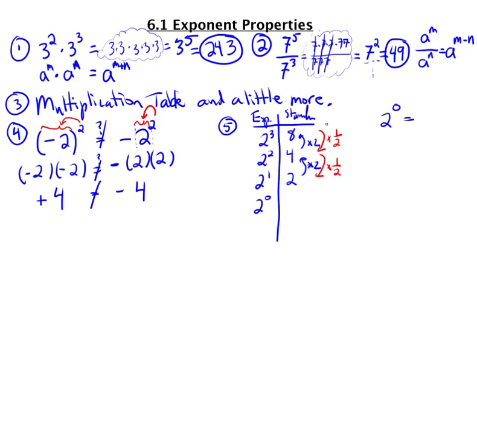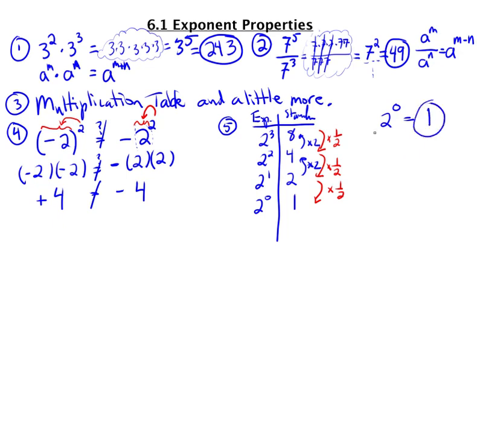So that means if we're going to go down 1 exponent, minus 1 exponent, we're going to multiply by a half. Multiply by a half. So if I go down 1 more to 0, we're going to multiply by a half. And 2 times 1/2 is 1. So the exponent of 2 to the 0 power is 1 as our solution.